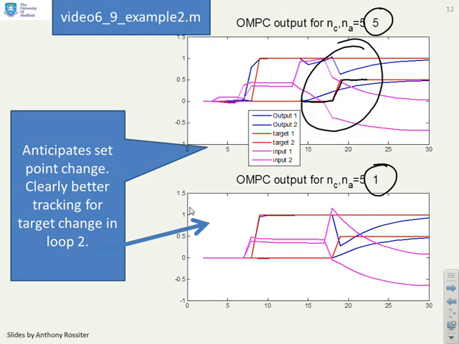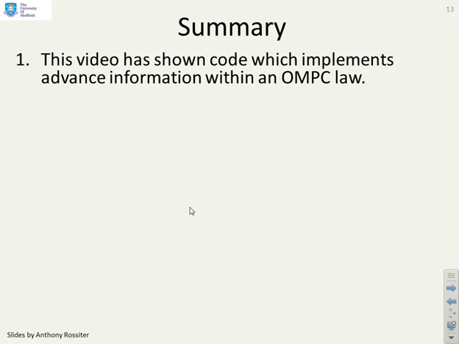If you look at this top output, you'll see it deviates down a certain amount, whereas if you come to the loop below without advanced knowledge, look at that deviation is much, much bigger. And so there you can see it's fairly transparent. You have got some benefits by using advanced knowledge.